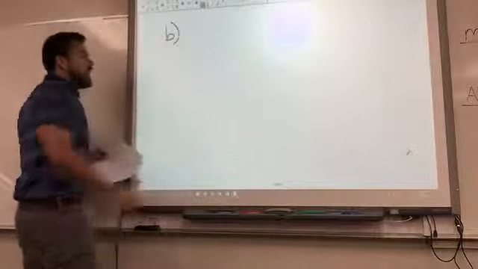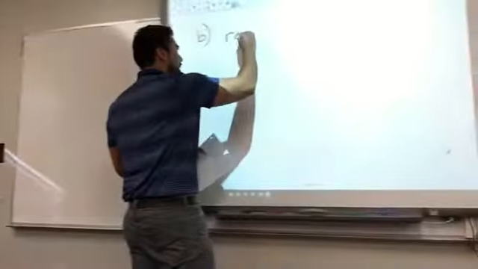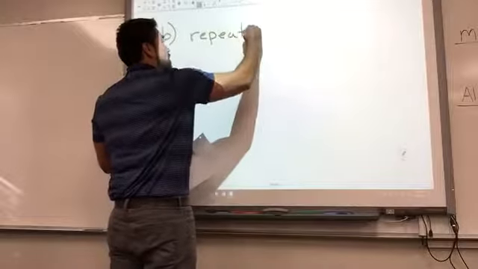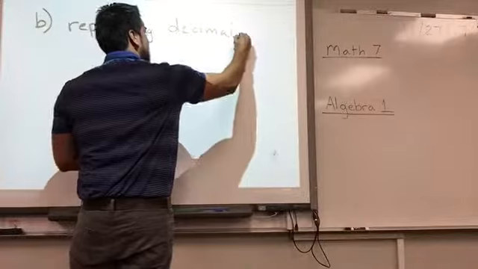The second type of rational number dealing with decimals is going to be repeating decimals. You guys remember repeating decimals?